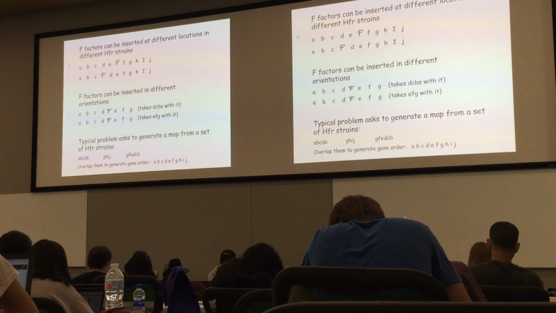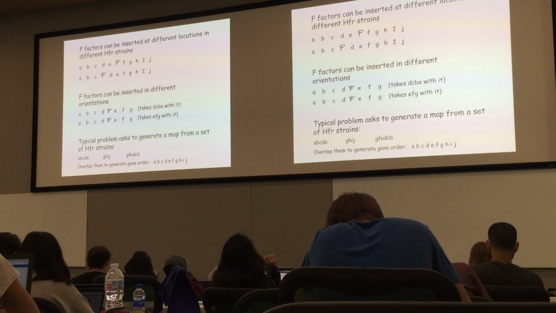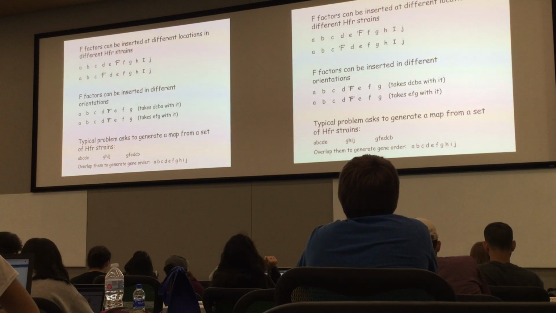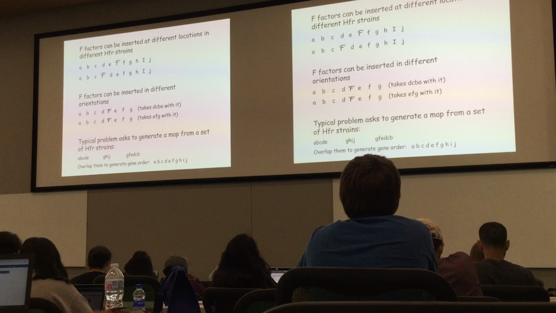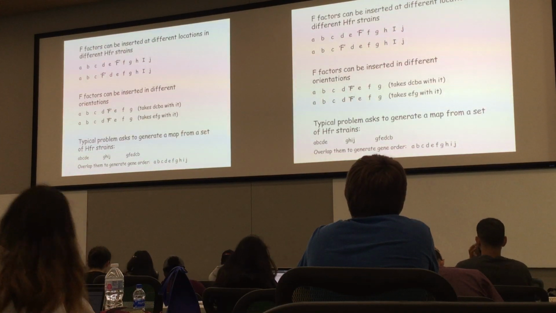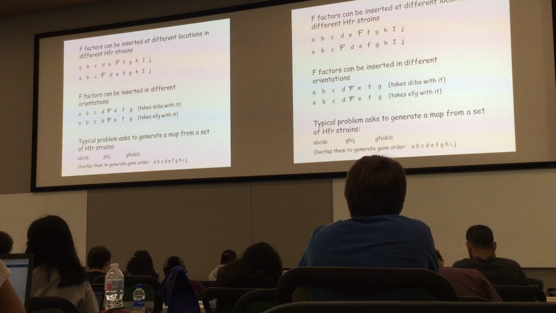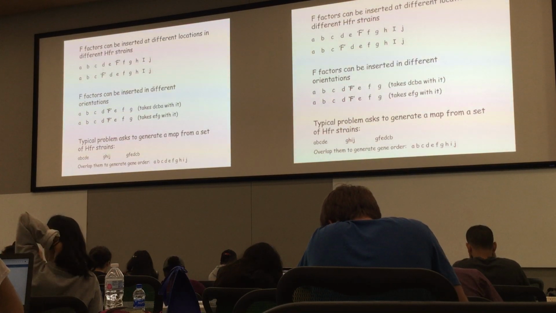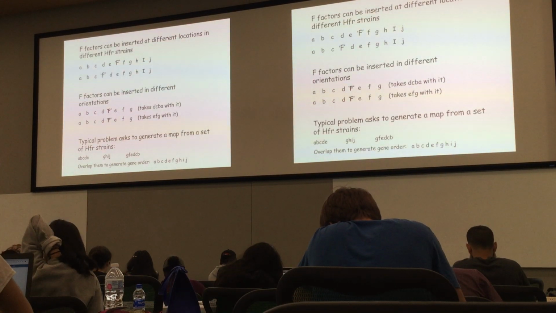Okay, so what do you do with this? Typical problems will give you a series of Hfr strains where the F factor is integrated at various locations around the E. coli chromosome, and you'll be given some data about marker transfer order or the timing of transfer order or something like that from these different Hfr strains. And you're basically supposed to overlap everything and create a map, right?